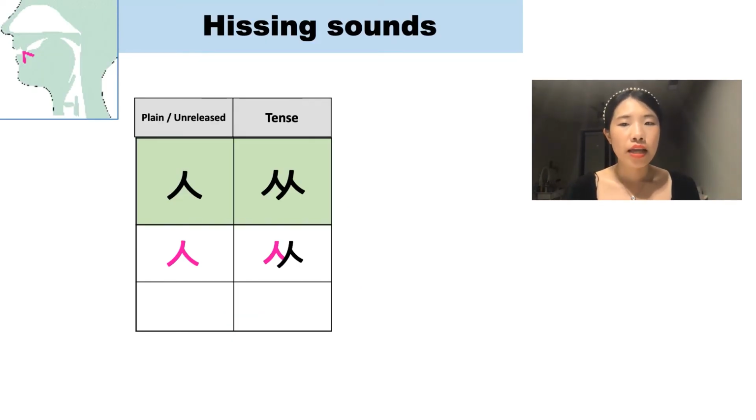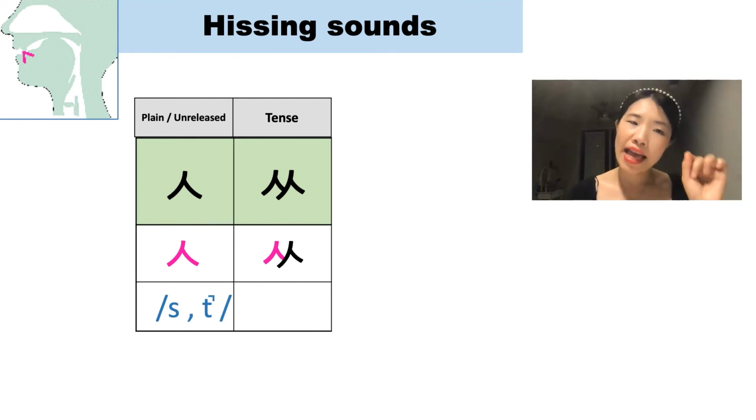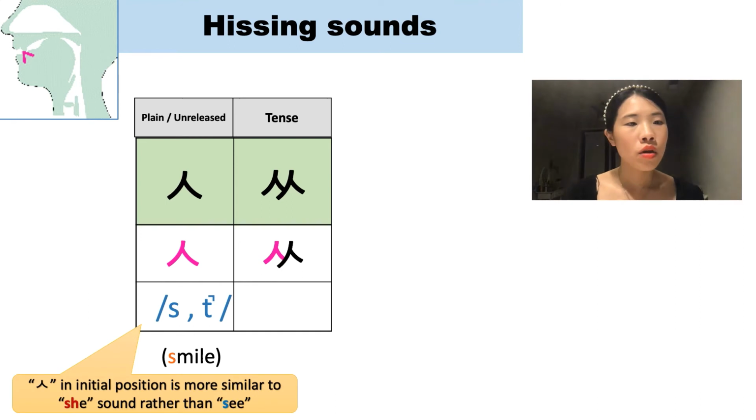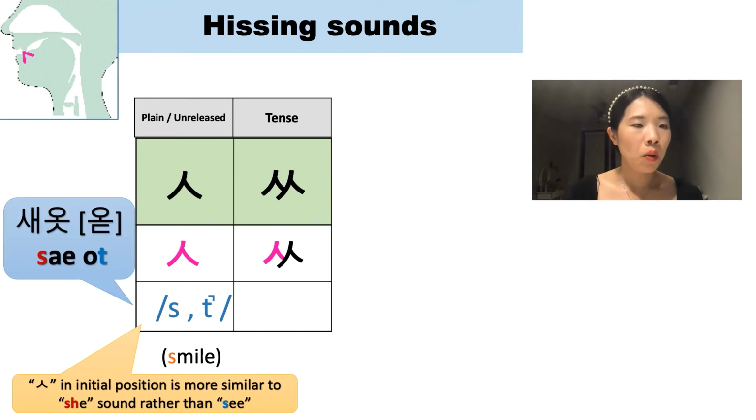Hissing sounds has two different versions, but firstly we're going to look at 시옷 and 쌍시옷. 시옷 is similar to S sound or T sound depending on the position. So it's similar to S sound in the initial position. And this 시옷 sound is similar to the S sound in the initial position of English words like smile, 스. Let's look at some example.